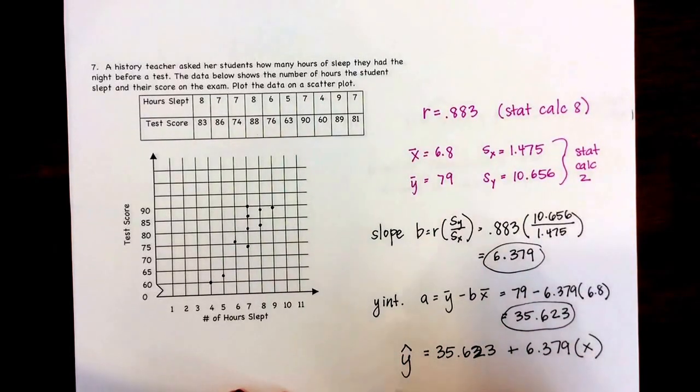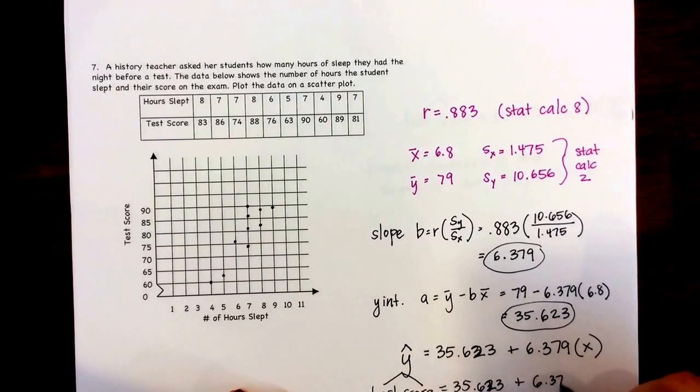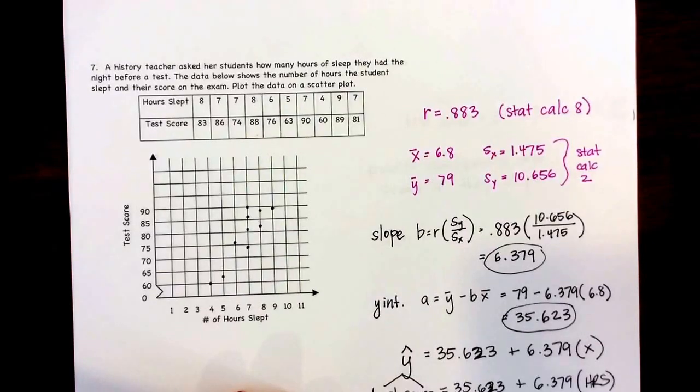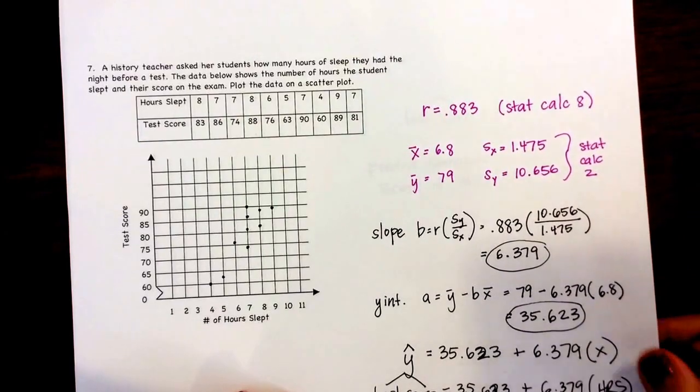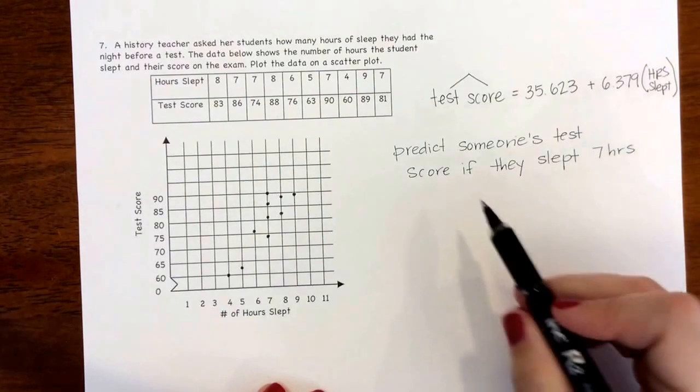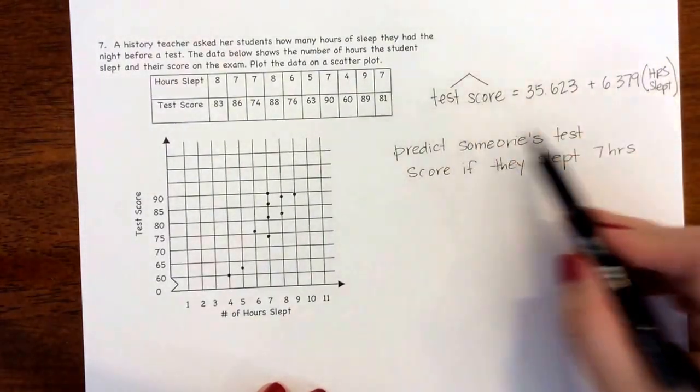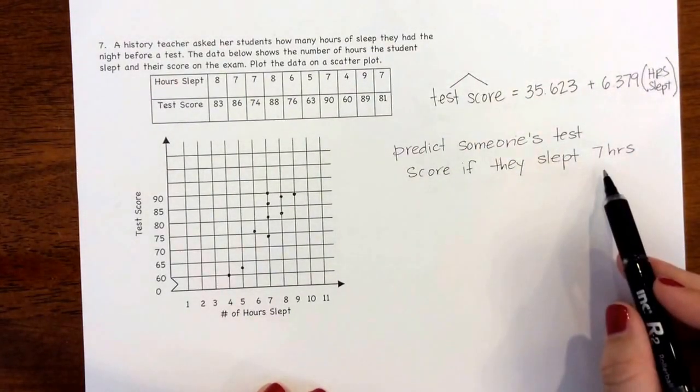To make that even more clear, let's write it in terms of the context of the problem. So the predicted test score is 35.623 plus 6.379 times hours. So if your mom says you only got 7 hours of sleep, you could say, well, with 7 hours of sleep, I should get this test score. So let's figure that out right now. What test score do you suspect you should have on your history exam if you slept 7 hours? So we're going to predict someone's test score using this function we created based on sleeping 7 hours.